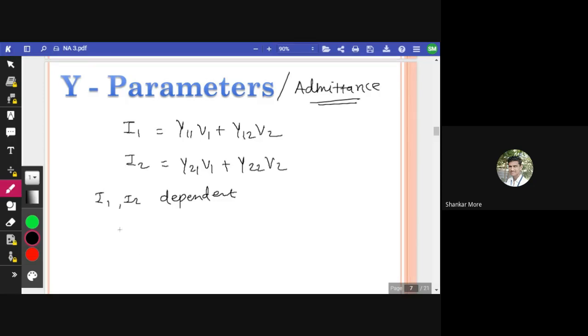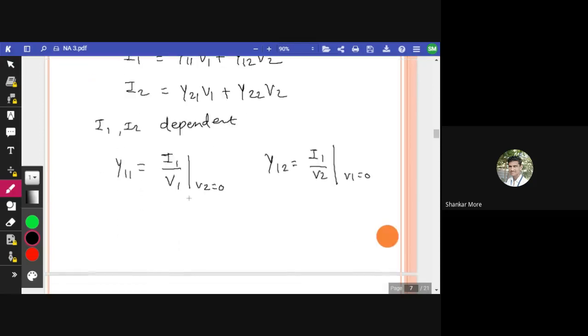Now y11 is equal to what? Y11 is equal to, our basic format is I by V, but it is y11, so I1 by V1, in this case V2 is equal to 0. y12 is equal to I1 by V2, and V1 is equal to 0. All right, y21 is equal to I2 by V1, V2 is equal to 0, and y22 is equal to I2 by V2, and V1 is equal to 0. So this is how we define the parameters.